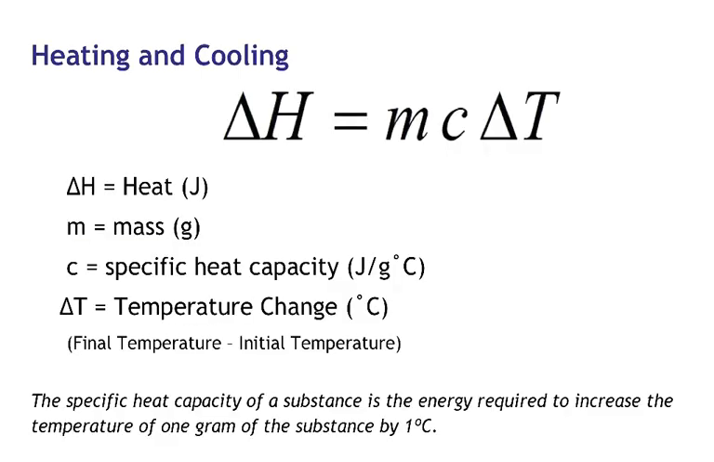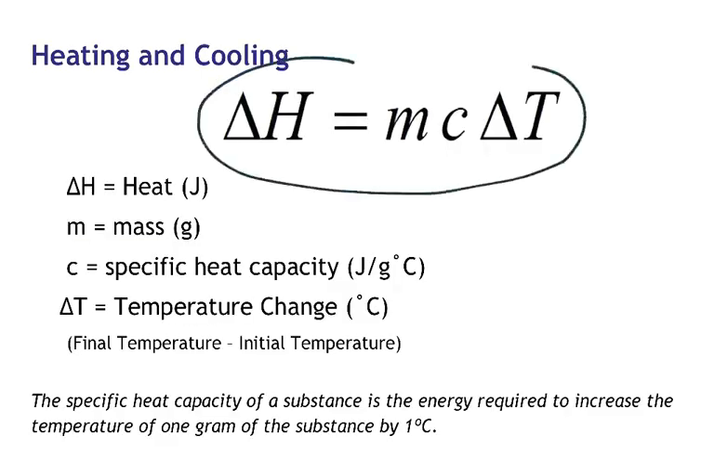In order to calculate it, we use this formula here, where again we know delta H is heat, which is going to be in joules. M is mass in grams. C is something new. This is called specific heat capacity. And if you look at the definition down here, the specific heat capacity of a substance is the energy required to increase the temperature of 1 gram of a substance 1 degree Celsius.